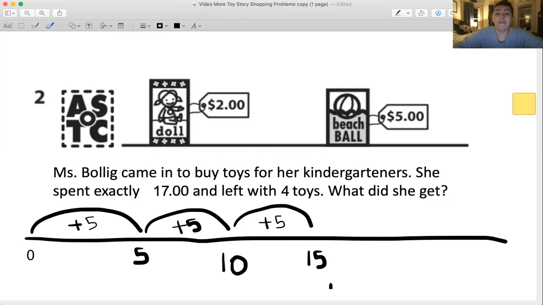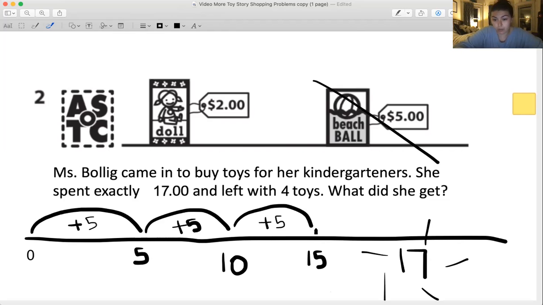Nope, I cannot. So I know that she can't buy any more beach balls. She is all out of beach ball money. And she's only bought 1, 2, 3 toys so far, and she needs to leave with 4. So how many dolls can I buy to get me to 17? So 17 is my number now over here that I want to get to. I'll draw some fireworks around it so we remember.